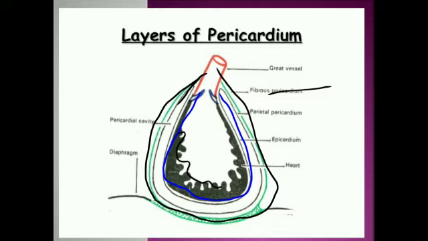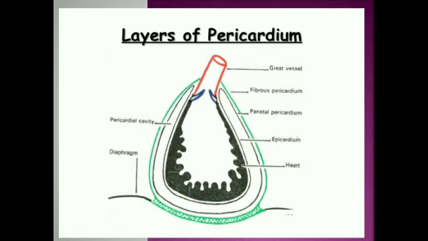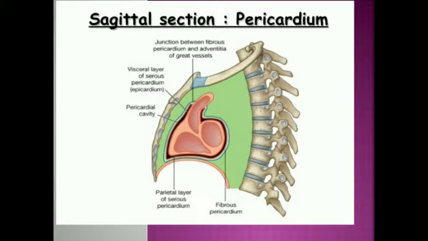You can see these are the muscles of the heart. What type of muscles are present in the heart? The heart consists of cardiac muscle. This is the sagittal section of the pericardium. You're looking at its position. You can see it is located in the thorax region. This is where it is located, and this is the fibrous pericardium that you're looking at.